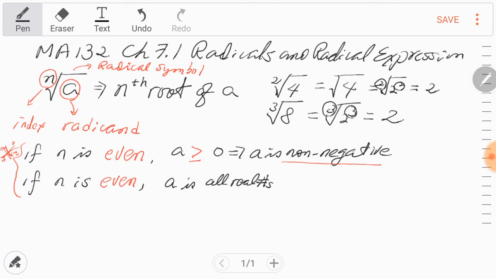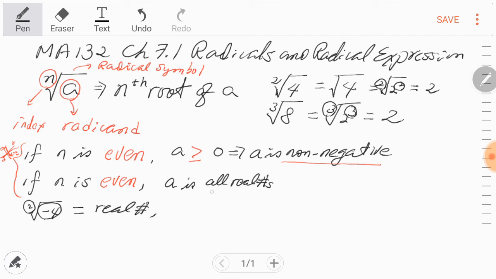Okay, let's do a little bit more examples. Here is a very important thing. If the index is even, like a square root or fourth root, then the radicand has to be always non-negative, positive or 0. It cannot be a negative. So here's the square root of -4. Since this is a square root, the index is even, so the radicand has to be positive. Then this is not a real number.